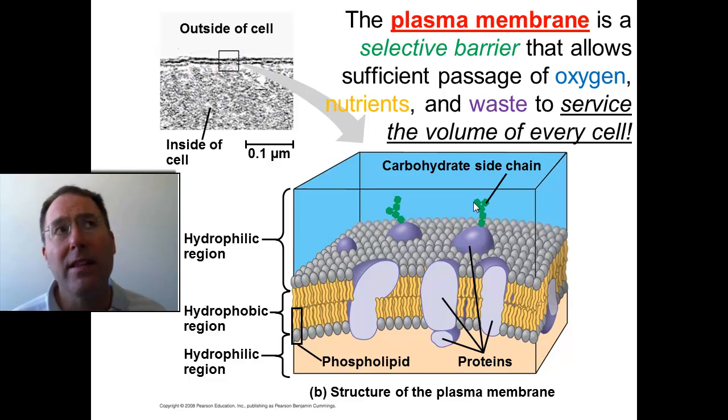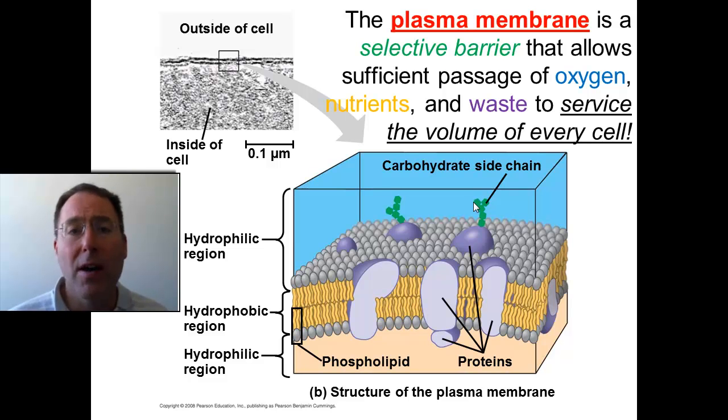But the point is that the membrane holds the interior components of the cell safe from the outside world, and it acts as like a conduit that stuff can come and go through the membrane. You see here it says oxygen, nutrients, and waste.